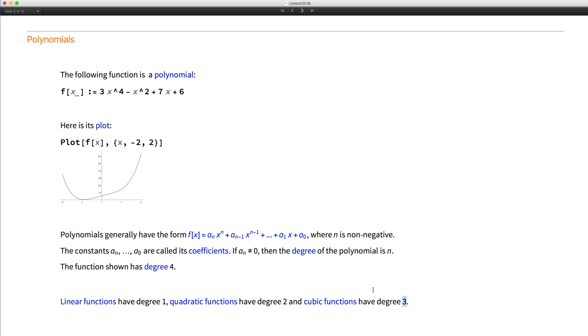So you have this vast array of polynomials. They are very simple to work with, but they are incredibly useful. So you have linear, quadratic, cubic polynomials, etc., which we'll encounter all the time in the course.